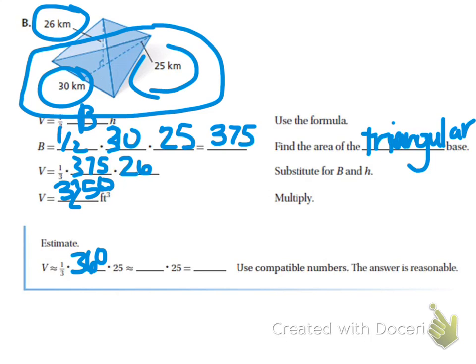We're estimating. So what you're going to do is multiply 360 times 25 divided by 3. 3,000. And you get 3,000? That is correct. Excellent job, Ray. So make sure that it's feet cubed.